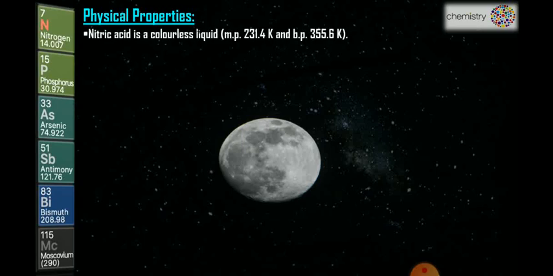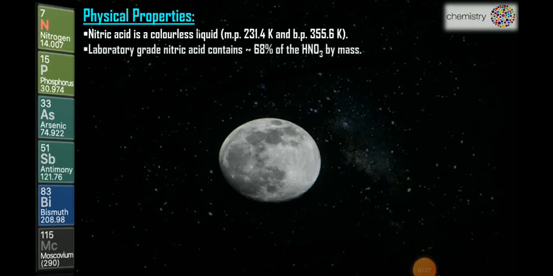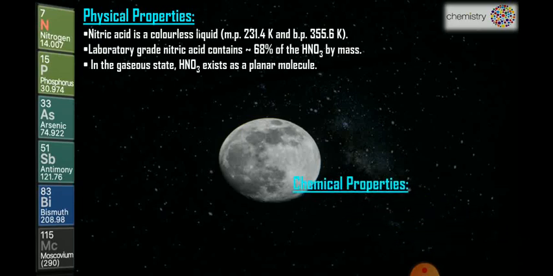Nitric acid is a colorless liquid with a melting point of 231.4 Kelvin and a boiling point of 355 Kelvin. This nitric acid is laboratory grade. Whatever nitric acid we use in our laboratory is not of 100% strength. It's almost 68% nitric acid by mass. In the gaseous state, if you look at the structure, nitric acid has a planar structure. Speaking about the structure, nitric acid is a planar molecule.